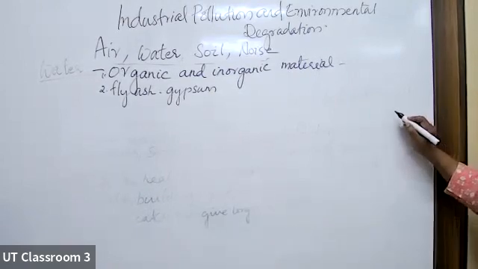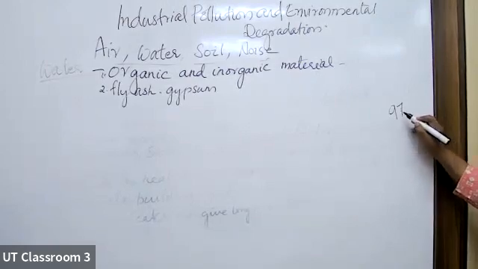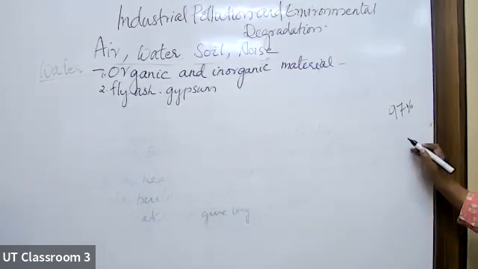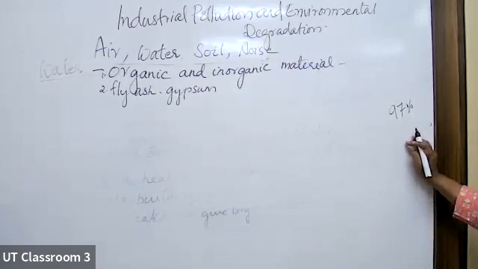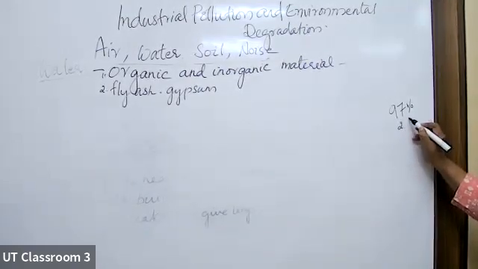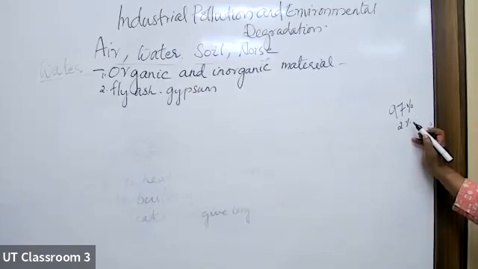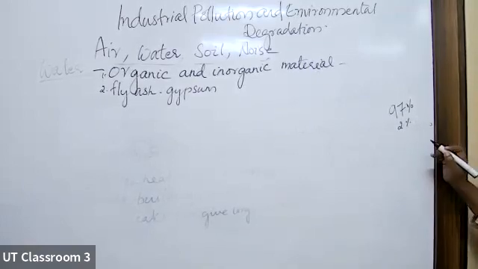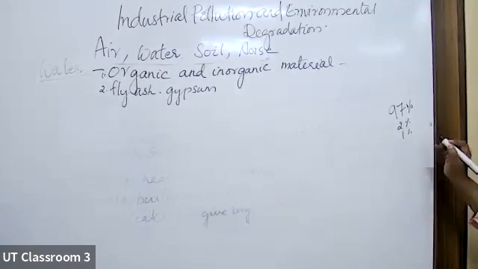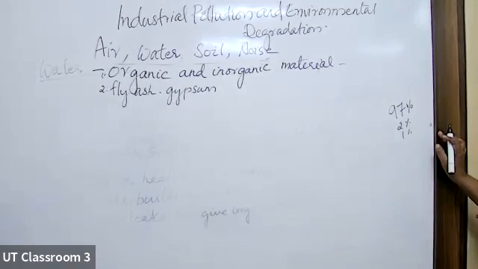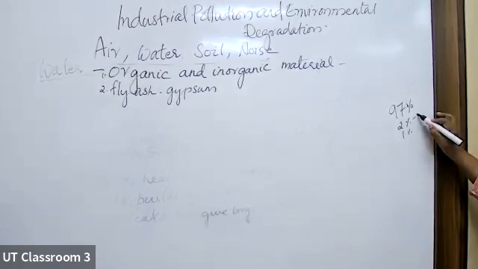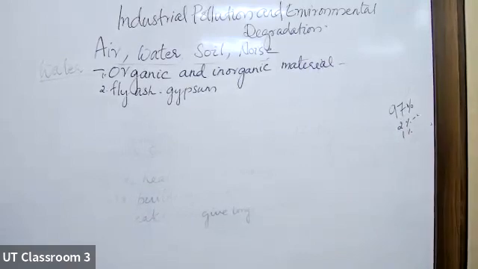If you take the picture, you can see that out of 100% of water, 97% is sea water. Only 2% is fresh water in the form of rivers, lakes, ponds, or whatever it is. 1% is in ice places. So 2% is ice, and only 1% is in the form of fresh water. Now, if this fresh water is polluted, how can we survive?